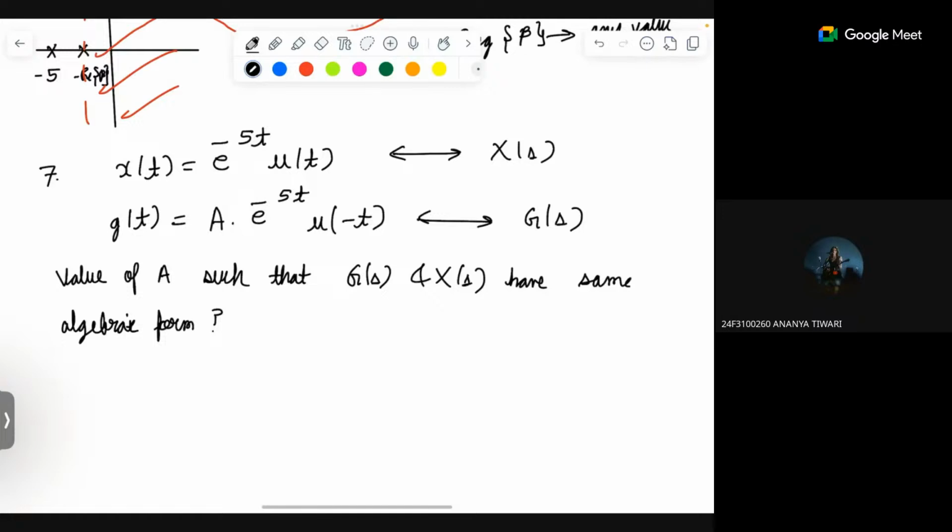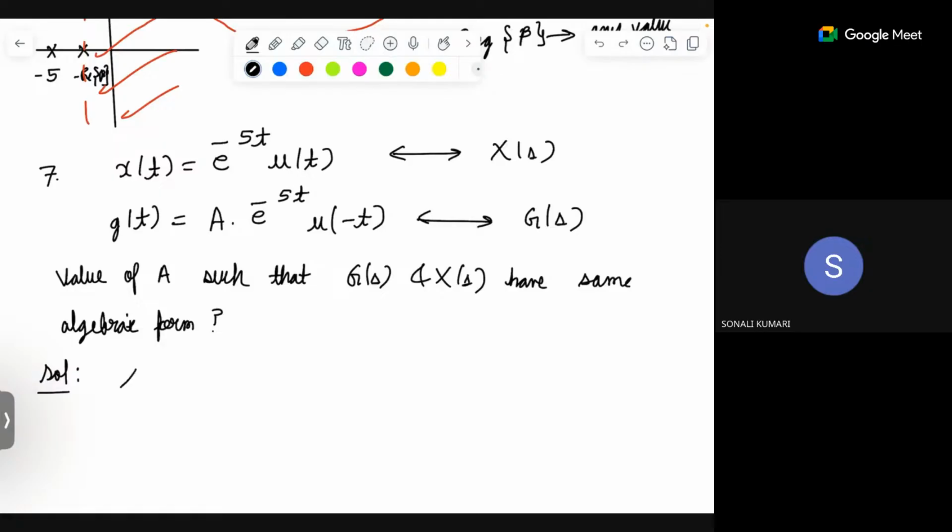Ma'am, simply A would be 1. Just see it carefully again. Minus 1. Yes, that's correct. It will be minus 1. Why is that? Because here we have u of minus t, so a minus sign also comes.